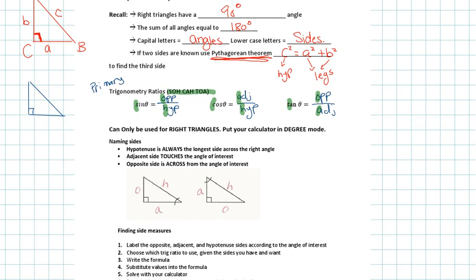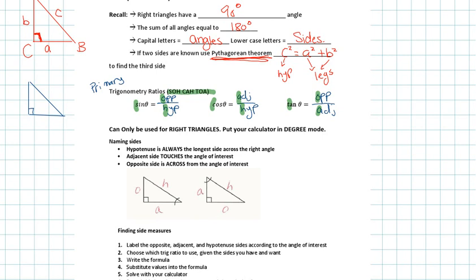But the thing is, you need to know which one to use, right? And to be able to use the correct one, you need to be able to name your triangle correctly. Because naming your triangle correctly is half the battle. If you name it wrong, guess what? You're going to pick the wrong formula, and your answer is going to be wrong, and we're not going to be happy.